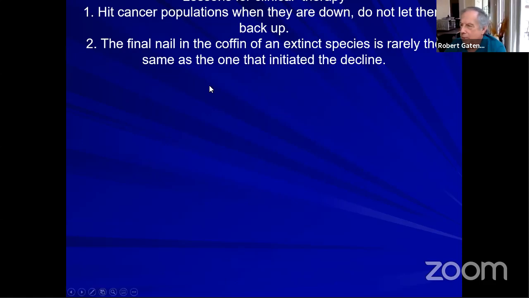The other thing to remember is that in Anthropocene extinctions, the final nail in the coffin of an extinct species is rarely the same one as the one that initiated the decline. In other words, the first strike that causes decline is very effective, but the second strikes, the ones that cause extinction, are not the same. And so this idea that you keep treating it is a poor idea. You need to change treatments. You need to take advantage of the Allee effects and its vulnerability to stochastic perturbations.